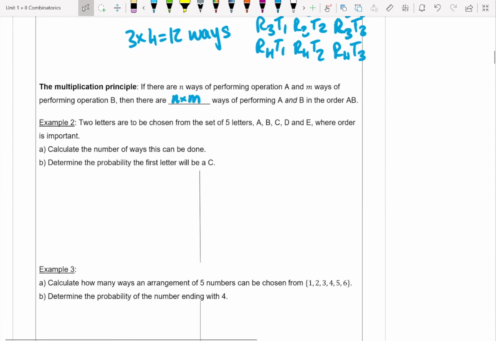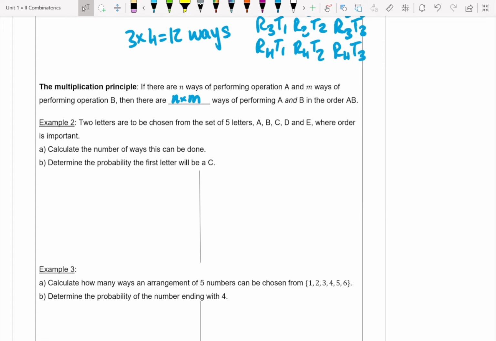So let's look at example 2 here now. A, B, C, D, and E, where order is important. So that means AB is different to BA. Calculate the number of ways this can be done, and then determine the probability that the first letter will be a C. So we could write out all of the different options, or we could just use the multiplication principle.